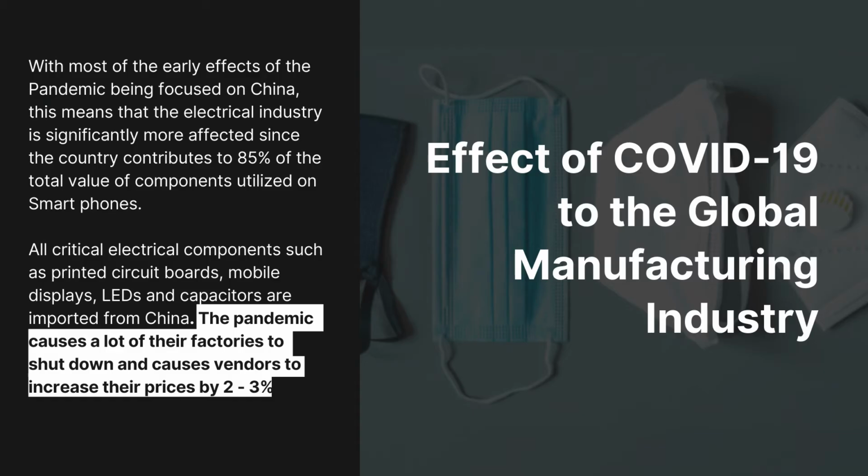The effect of COVID-19 in the global manufacturing industry. With most of the early effects of the pandemic being focused on China, the electrical industry is significantly more affected since the country contributes 85% of the total value of components utilized in smartphones. All critical electrical components such as printed circuit boards, mobile displays, LEDs, and capacitors are imported from China. The pandemic caused a lot of their factories to shut down and caused vendors to increase their prices by 2 to 3%.